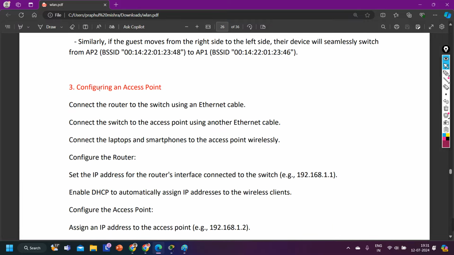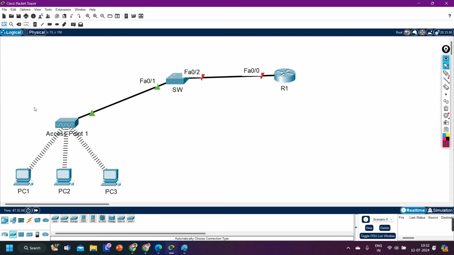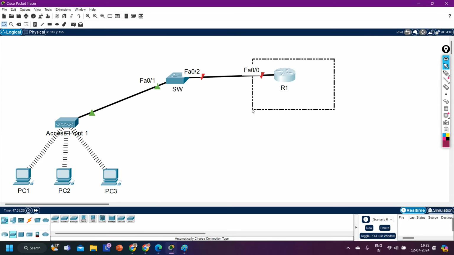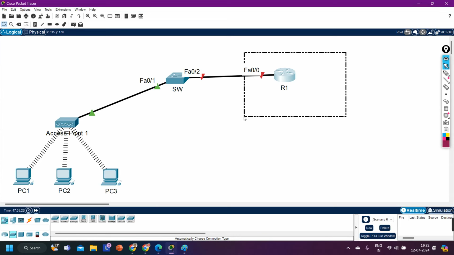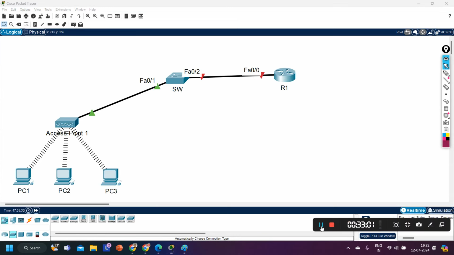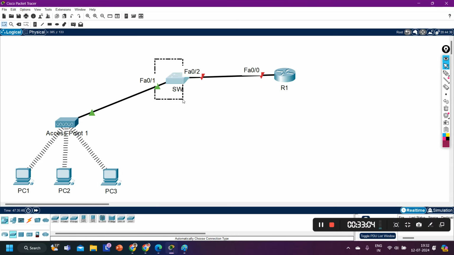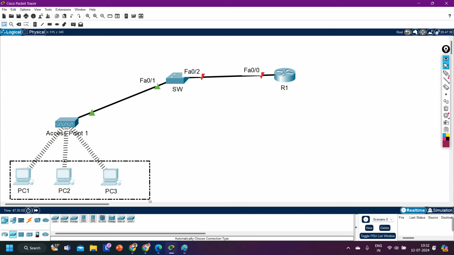Now the employee can move, you know, the roaming, right? Seamless experience. Now, guys, configuring an access point. To connect an access point, let's see how I can set up a wireless network. See, guys, this is my scenario. In my scenario, I have one router. Let's say this router is connected to the internet, and then I have one switch, and this switch is connected with one access point, right? And these are the client machines.